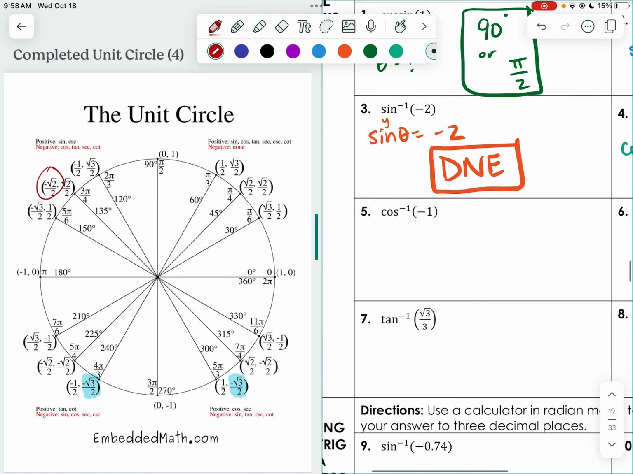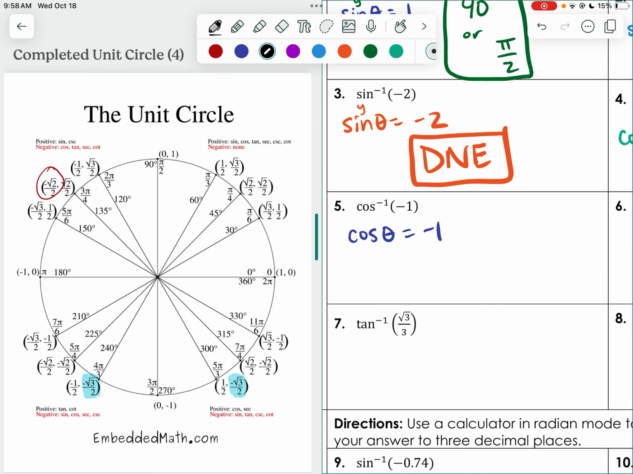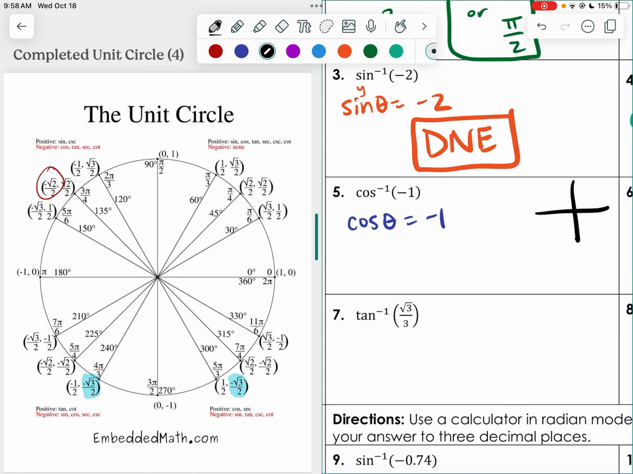Okay, all right, let's do another one. The inverse cosine of negative 1. So the cosine of what angle equals negative 1? This one is kind of like that first one we did. There's only one answer. So why don't you look for this and see if you can write the answer. Look for where the x value is negative 1.